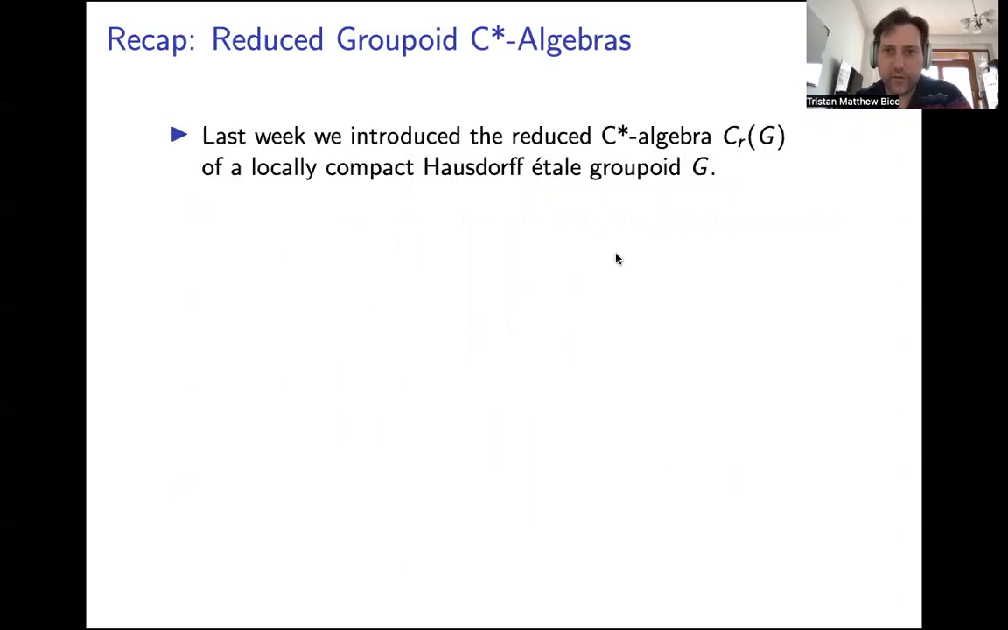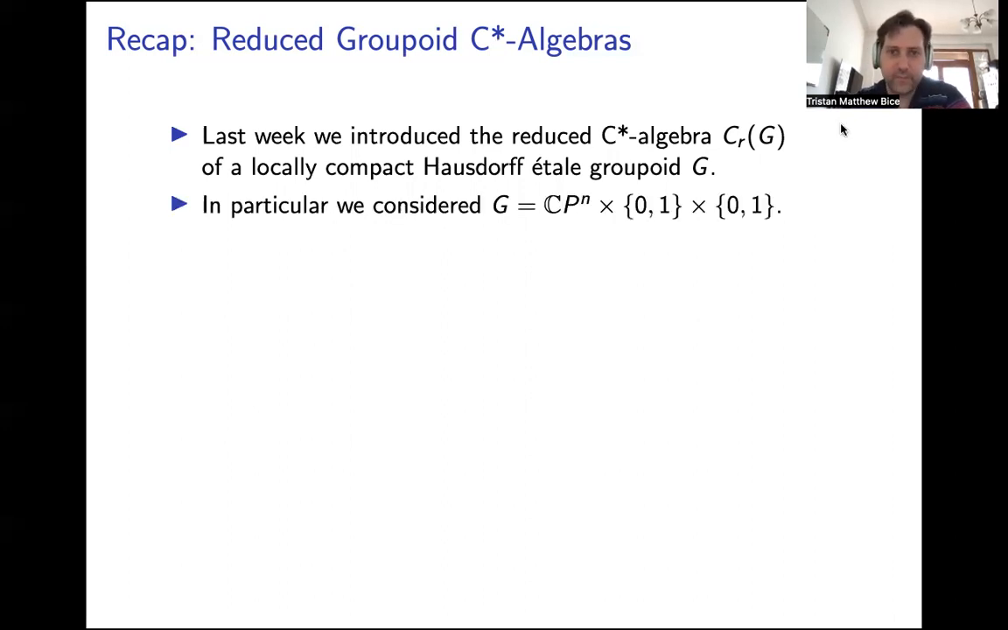Remember last week we introduced this reduced C-star algebra, and also briefly this corresponding maximal C-star algebra that you can define from any locally compact Hausdorff Étale groupoid. It consists of complex valued continuous functions on your groupoid, under this convolution product. To get completeness, you start with the compactly supported ones and then complete with either the reduced norm or the maximal norm in order to get your C-star algebra.